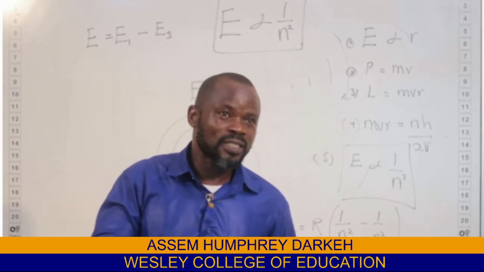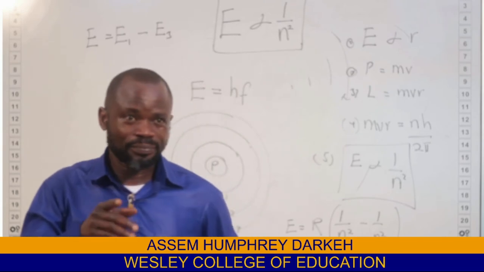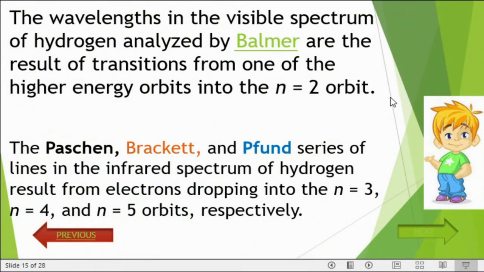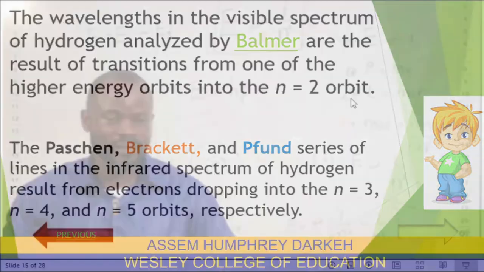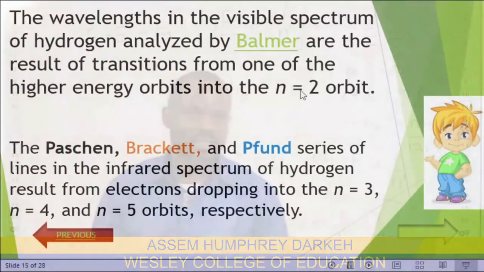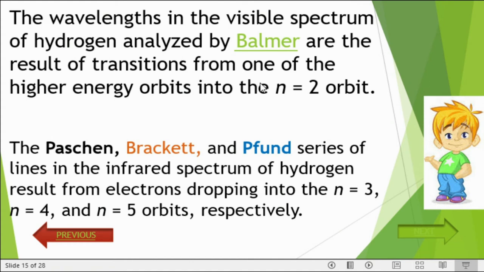So in short, as you see on your screen, the wavelengths in the visible spectrum of hydrogen analyzed by Balmer are the results of transition from one of the higher energy orbits into n equals 2. So Balmer series, higher energy level to n equals 2. Remember Lyman, higher n to n equals 1. Then we have the Paschen series, the Brackett series, the Pfund series, all in the infrared spectrum of hydrogen.